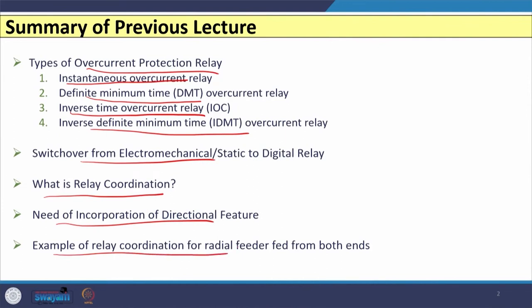Then at last we have discussed an example of how relay coordination is carried out in a radial distribution network, particularly when it is fed from one end. We can carry out the relay coordination by considering two cases. In case one, we consider the source at one end and the other end as the load end. In the second case, the other end is considered as the source end and the previous one as the load end. Then we combine them and calculate the plug setting and time dial setting of the relays.